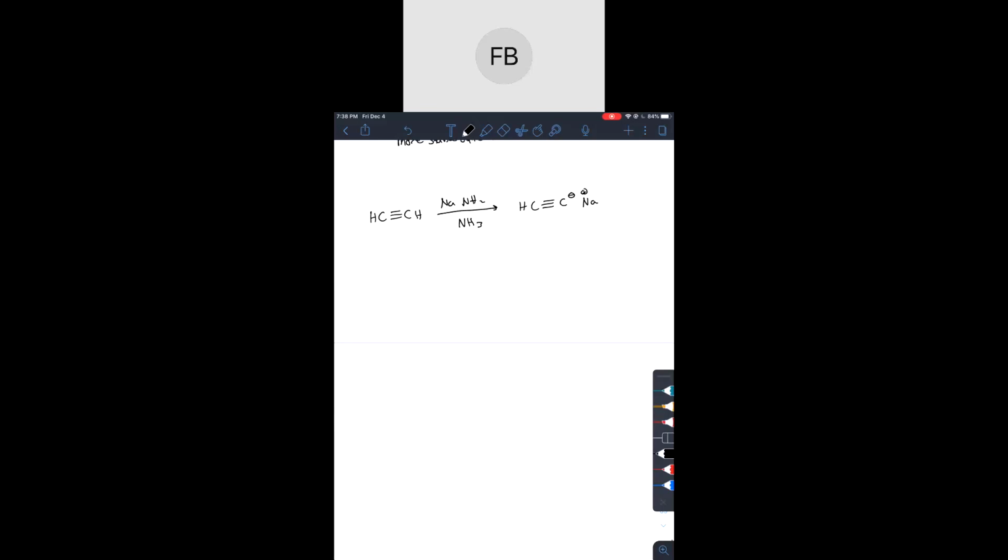And it doesn't necessarily have to be this structure in particular, just any triple bond with carbons. So you could have this, right? And we react this with NaNH2 over NH3, and that just gives us the same thing, but with a negative charge on it. So that's kind of the basics of that.